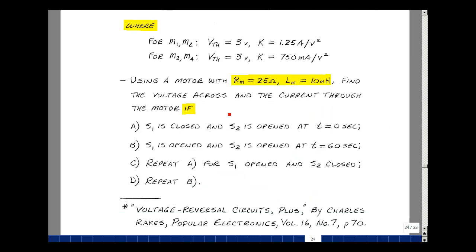I'd like you to find the voltage across and the current through the motor if S1 is closed and S2 is open at t equals 0 seconds. Then if S1 is open and S2 remains open at t equals 60 seconds. Then could you repeat A for S1 open and S2 closed, and repeat B where both switches are open.